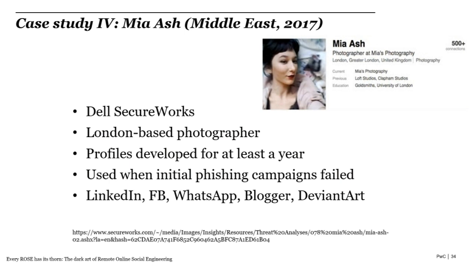What Mia Ash did after establishing that trust and rapport over these various platforms was ask her targets to open up an Excel spreadsheet that she sent to them on their corporate email address, which had a malicious VBA macro in it.